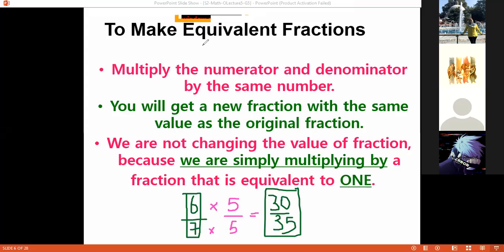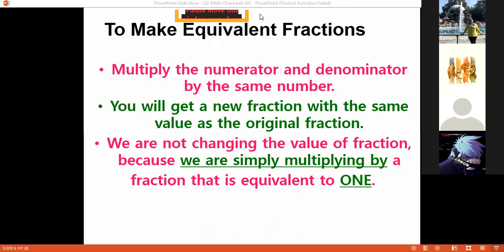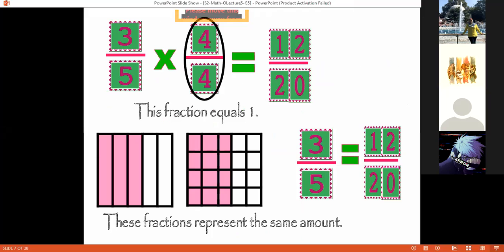So now I'm going to do some exercises for you to understand. The lesson is easy. Yalla. So look at the first one. In the first one, we have a fraction, which is 3 over 5. Can you see 3 over 5? We multiplied the 3 over 5 by 4 over 4, so we got 12 over 20. So now we will prove that 3 over 5 is equal to 12 over 20. I'm just going to show you why 3 over 5 is still the same amount as 12 over 20.